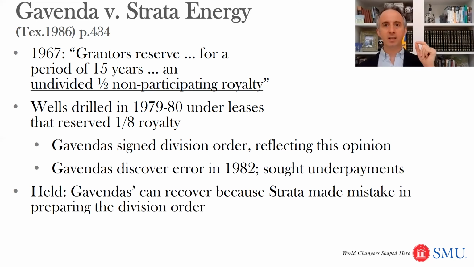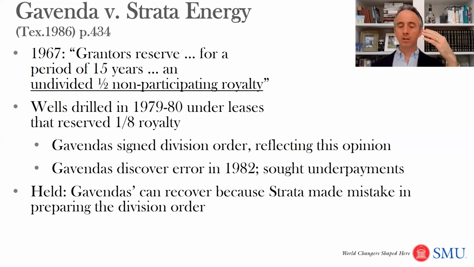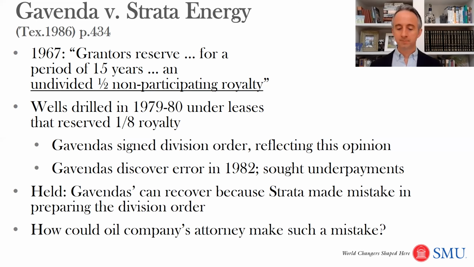Court says, yes, the Govendas can recover because it was Strata's mistake. Even though the Govendas signed the division order, even though they took payments under this order for a couple of years, really this is Strata's mistake. And what we'll see in Texas is that typically you're required to sign a division order, but that doesn't alter the underlying lease. Okay. So first question, how did the oil and gas company make this mistake?